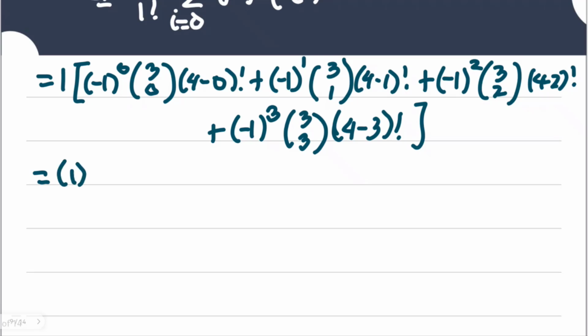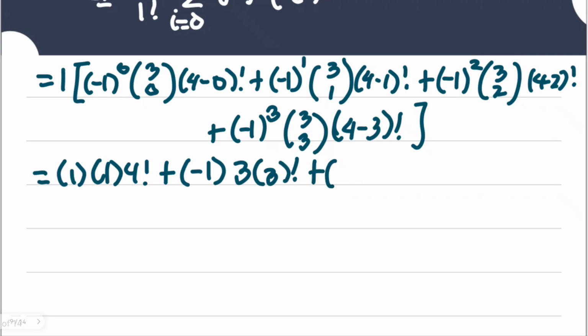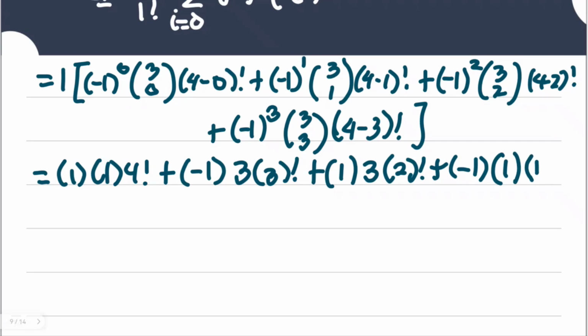So that's 1. 3 combination 0, you can check it in your calculator, is 1. And you have here 4 factorial. Plus -1 to the power of 1 is -1. 3 combination 1 is 3 times 3 factorial. Plus 1, the square of -1. 3 combination 2 is actually 3 as well. Then you have 2 factorial. And plus -1, because that's the cube of -1, times 3 combination 3, which is just 1. You can check that again in your calculators, and you will have 1 factorial.